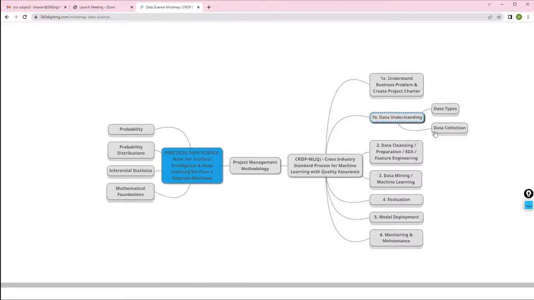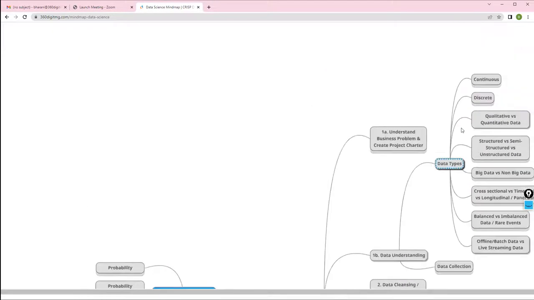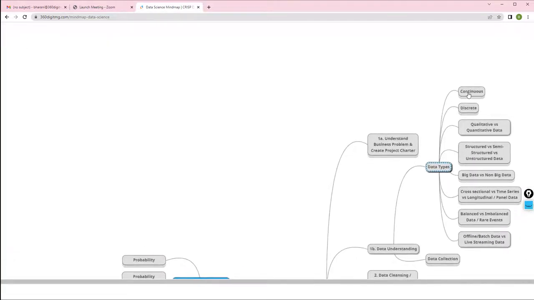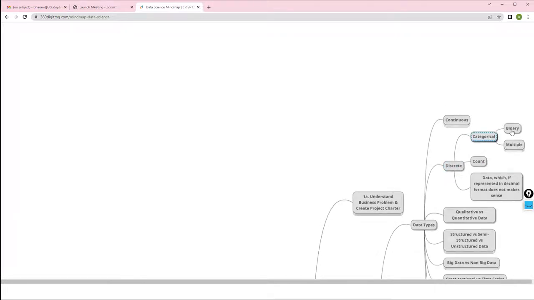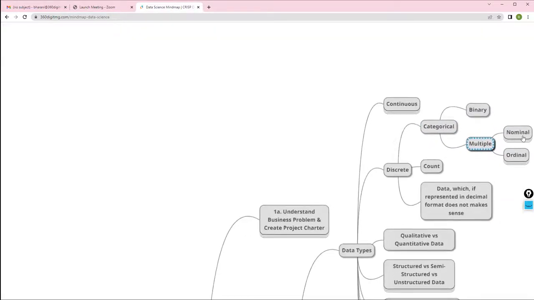Then we proceed further with data understanding, or rather, we discussed data understanding. Even before we go and collect the data which will help us solve the business problem, we try to understand data types. As part of this, we spend some time understanding what is continuous data and what is discrete data. Within discrete data, we once again have categorical data and count data. We try to understand the difference between these two. And within categorical data, we have binary and multiple, and within multiple, we have nominal data and ordinal data.